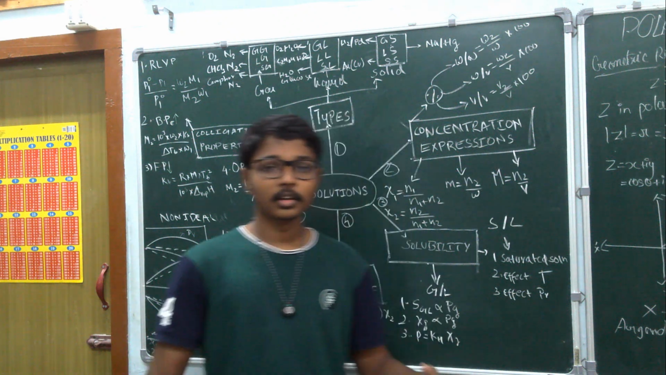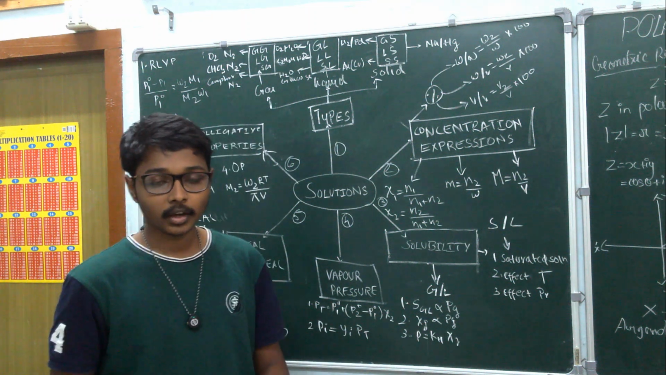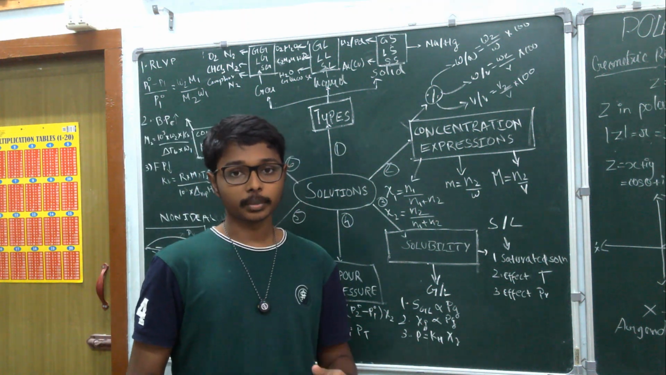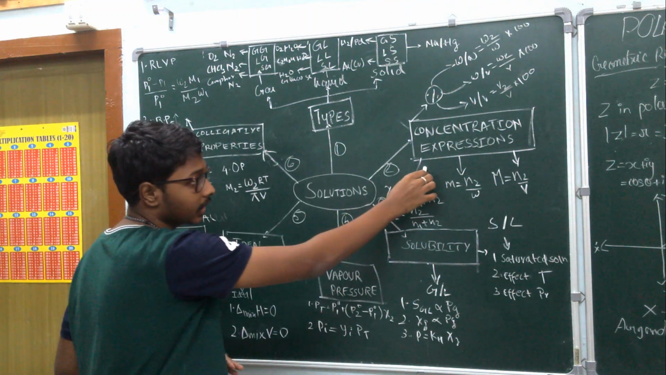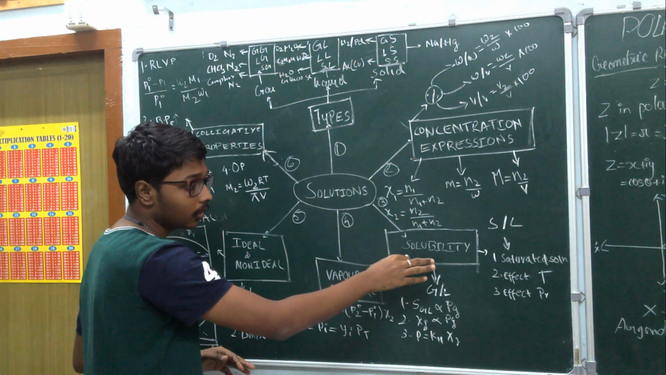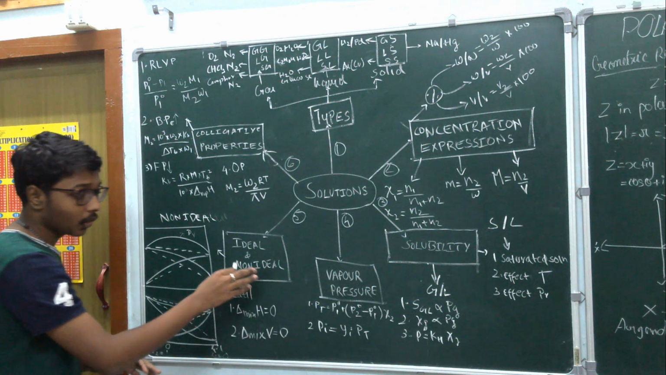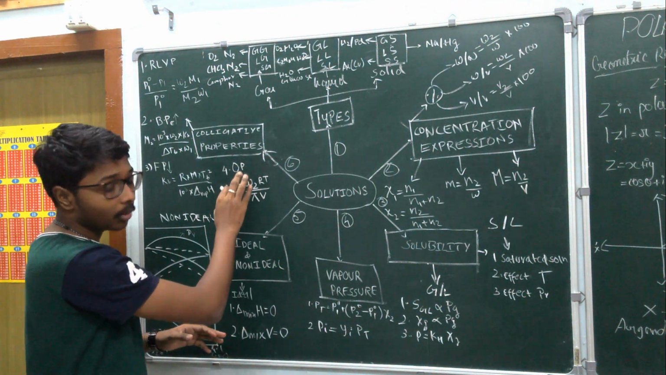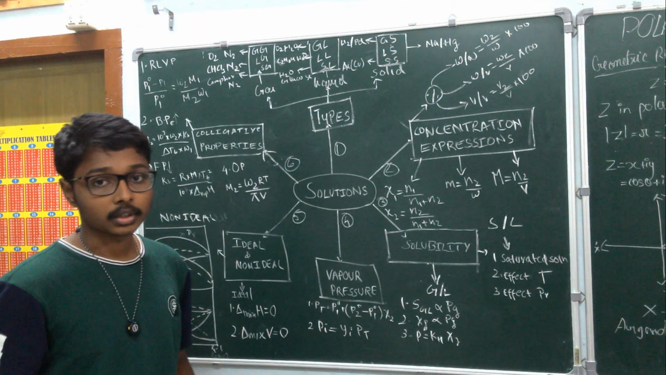Today we are going to learn about the chapter solutions. In this chapter we are going to learn six main topics, which are the types of solutions and concentration expressions of solutions, solubility of solutions, vapor pressure of solution, ideal and non-ideal solutions, and colligative properties of solutions. So the first main topic is types of solution.